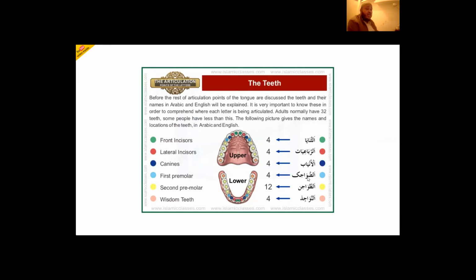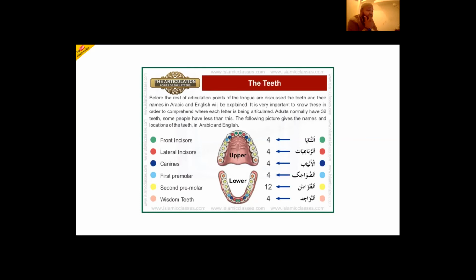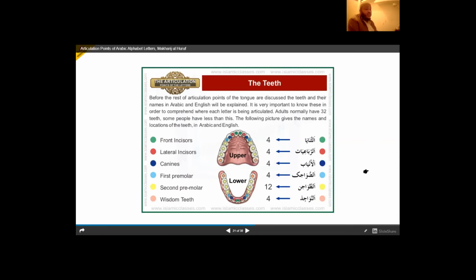And then you have al-tawahin. Al-tawahin is further down, going all the way. It's the first four after the last one, all the way at the back. And the last one is an-nawajid, the wisdom teeth. Okay, those who still have their wisdom teeth, if you still have availability, assuming you do.